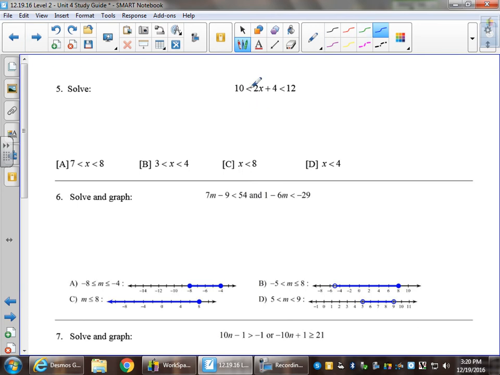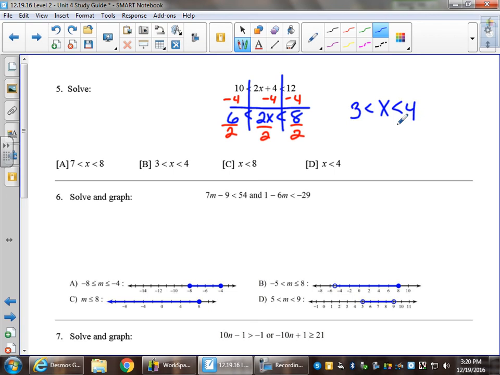Number 5, we'll draw lines down both inequality signs. Working from the middle, I'll subtract 4 everywhere. If you do it to the middle, you have to do it to each end. 6 is less than 2x which is less than 8. From the middle, this would read 2x is greater than 6 and less than 8. Divide by 2, divide by 2, divide by 2. X is greater than 3 and less than 4. B.